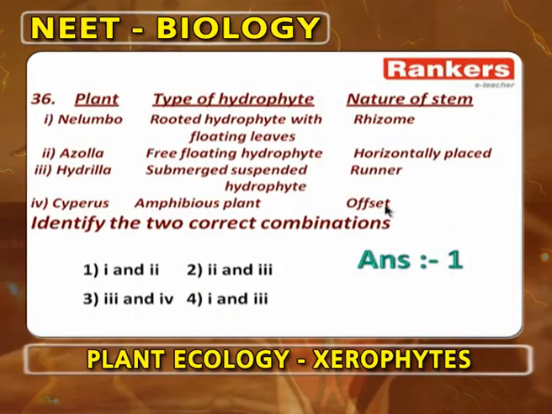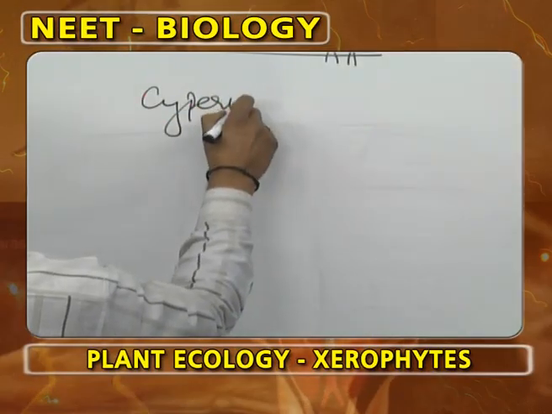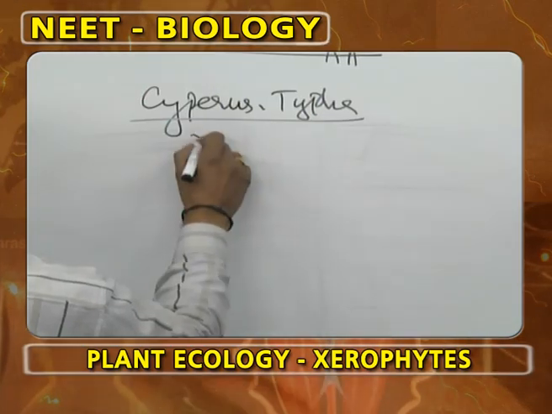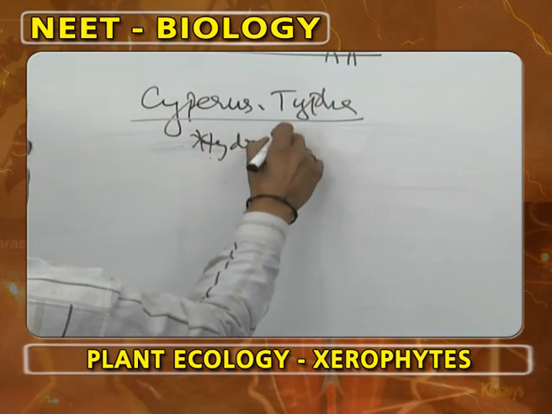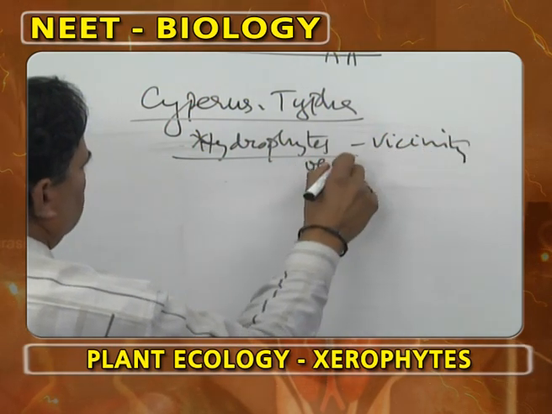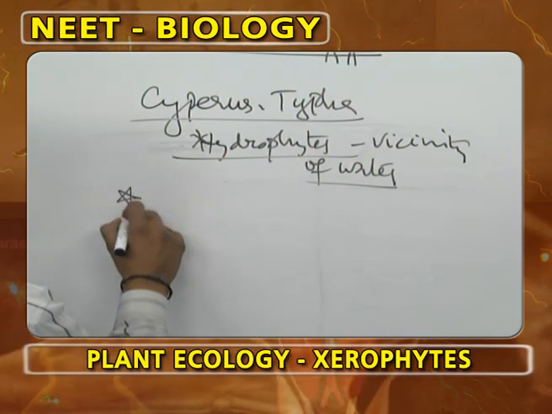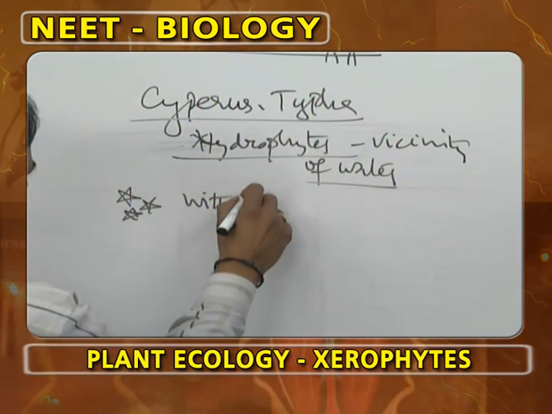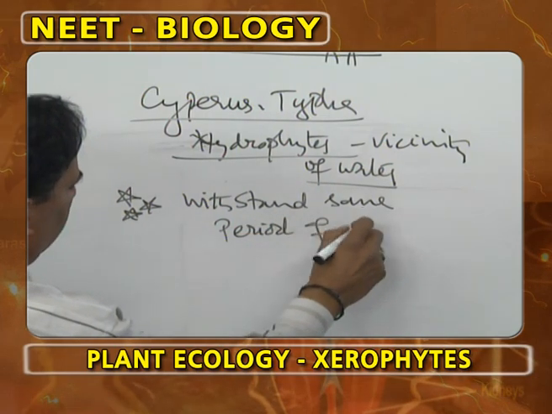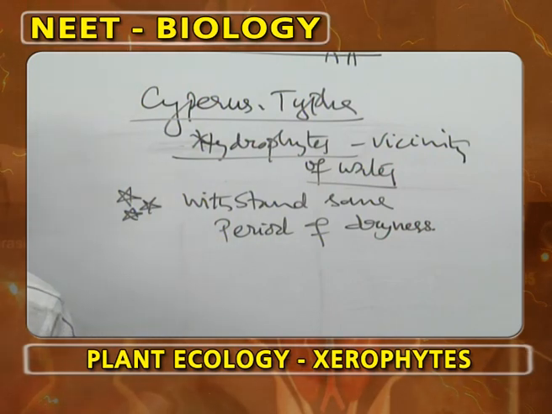Cyperus, amphibious plant, offset. It is wrong. Cyperus and Typha are xerophytes or something like hydrophytes present close to the vicinity of water, that means close to water, where water goes and occasionally touches them. The special feature of these plants is that they can withstand some period of dryness. So, these plants easily withstand some period of dryness.